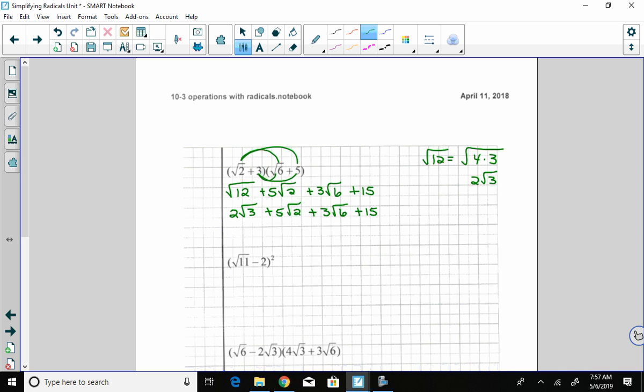Can I simplify, combine, do anything? No, I cannot. I sure wish I could, but that actually is the final answer.